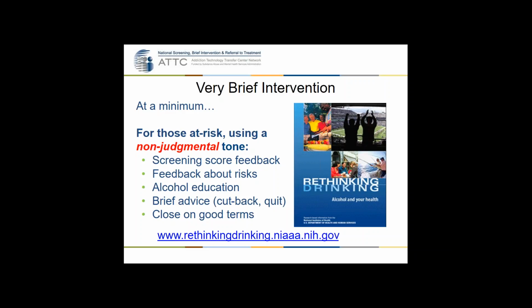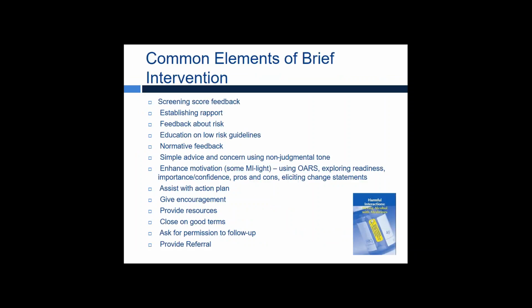At the minimum, there's screening score feedback in all the models. There's feedback about the risks and alcohol education or other substance use education, and often some sort of information or resource that's handed to them or pointed to them on an app or the web. And then there's brief advice about cutting back or abstaining. At the minimum, that and closing on good terms is core to all of them. Some go into a lot more detail and flesh things out, but these definitely seem to be core to all of them. As I dug a little deeper into the different models, this is what I came up with.